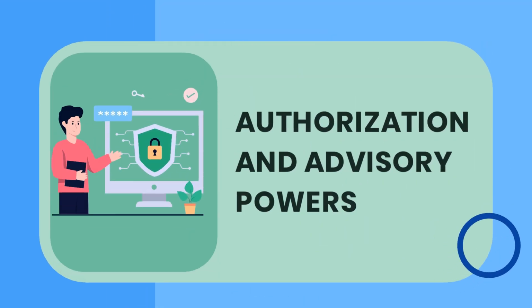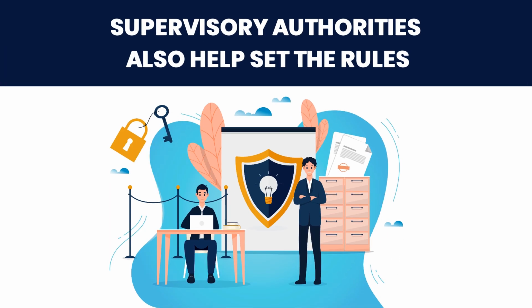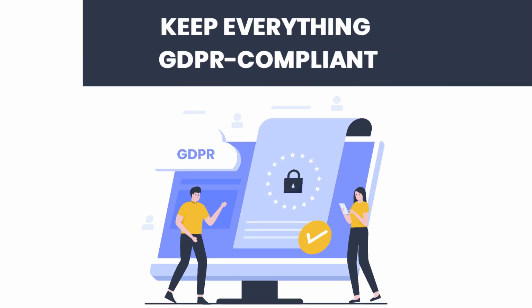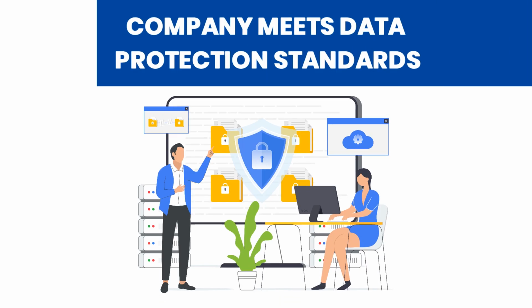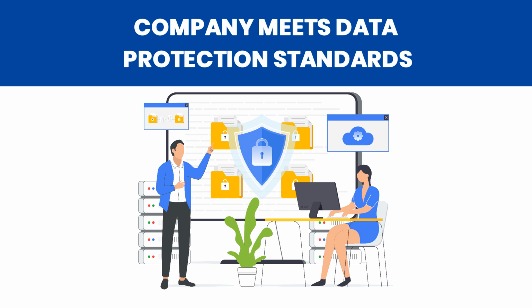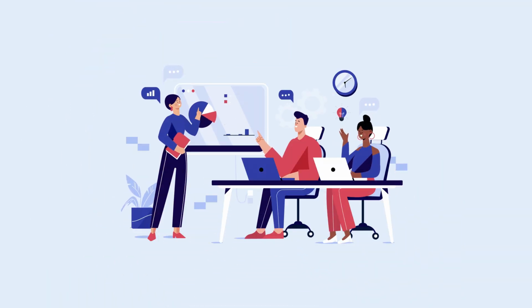Authorization and advisory powers. Supervisory authorities also help set the rules. They create official templates, like contracts companies can use when sending data overseas, to keep everything GDPR compliant. And they issue certifications that show a company meets data protection standards. So they're not just enforcers, they're advisors too.